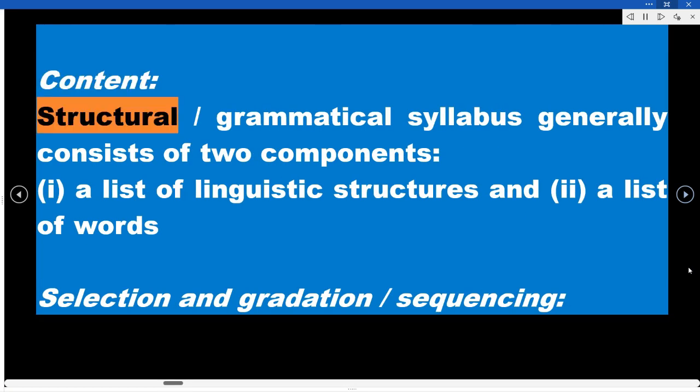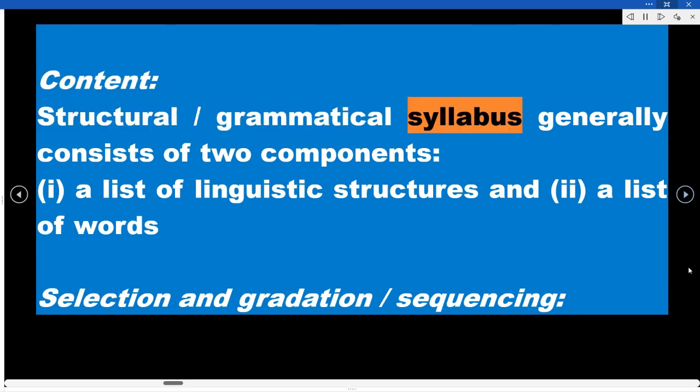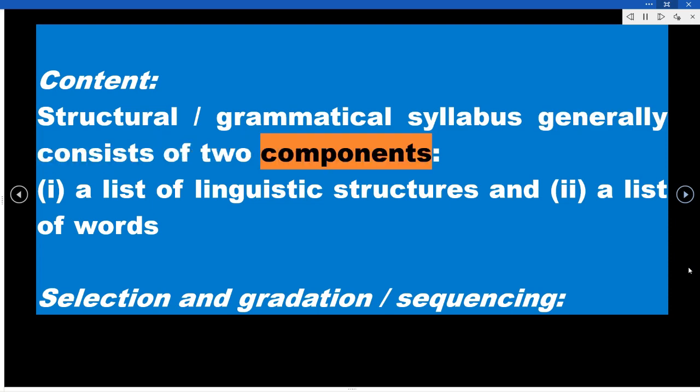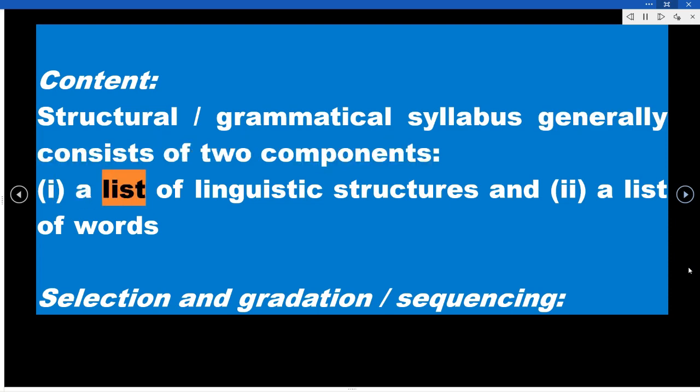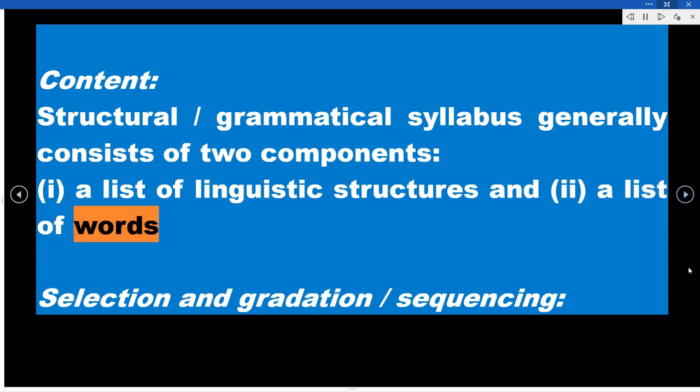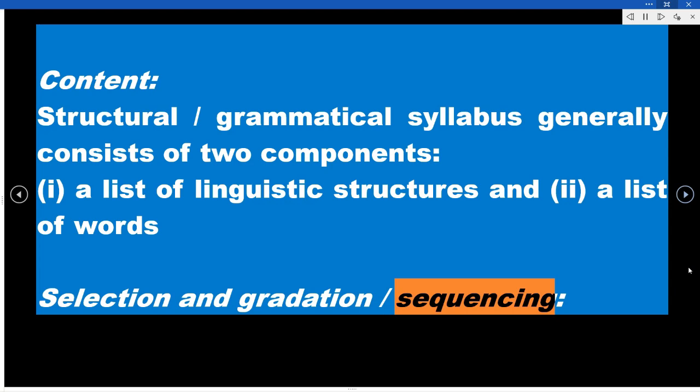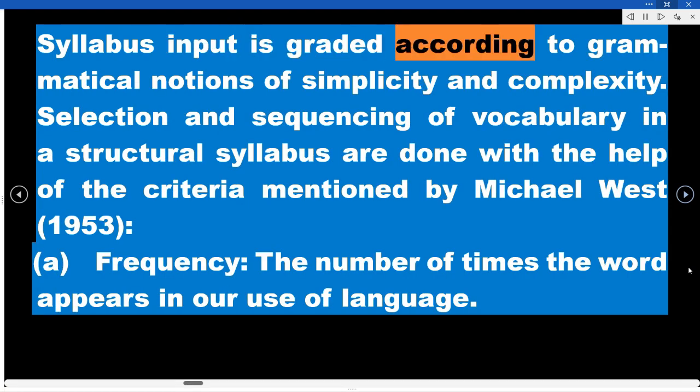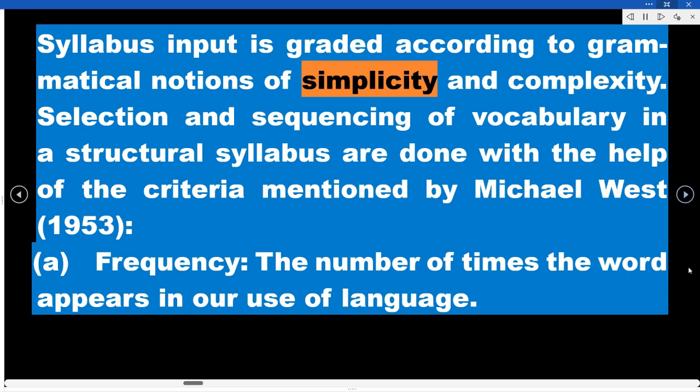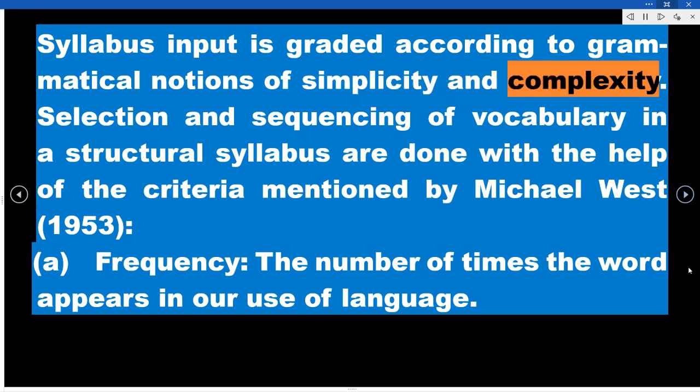Content. Structural/grammatical syllabus generally consists of two components. 1. A list of linguistic structures and 2. A list of words. Selection and gradation/sequencing. Syllabus input is graded according to grammatical notions of simplicity and complexity.